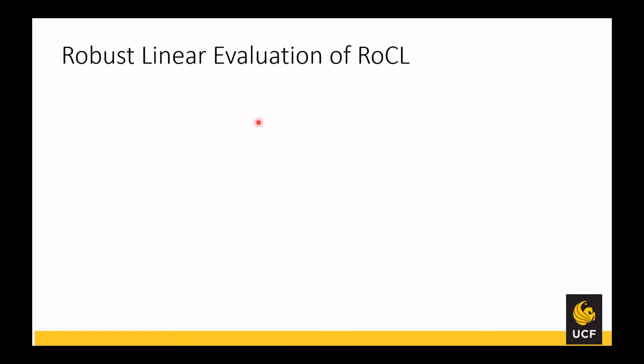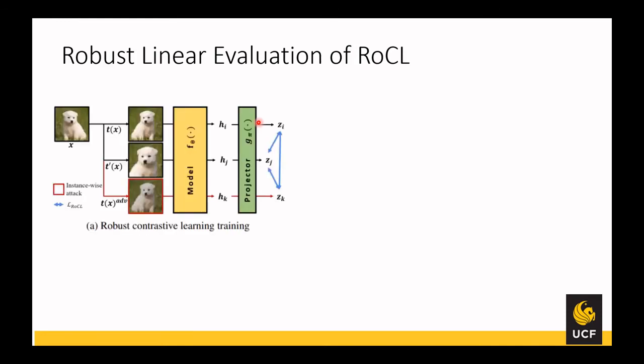The author's point is that we have trained the pre-trained model of the ROCL on the instance-wise adversarial attacks, which is not a good fit for the class-wise adversarial attacks. To make our model robust to class-wise adversarial attacks, they modify the linear evaluation protocol to make it into their own robust linear evaluation protocol.